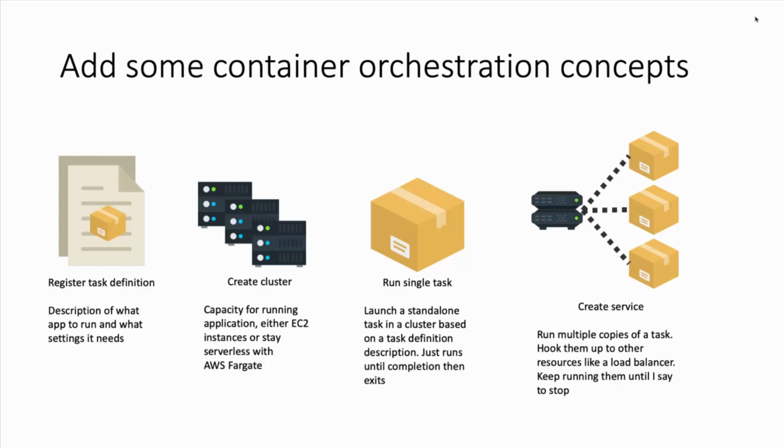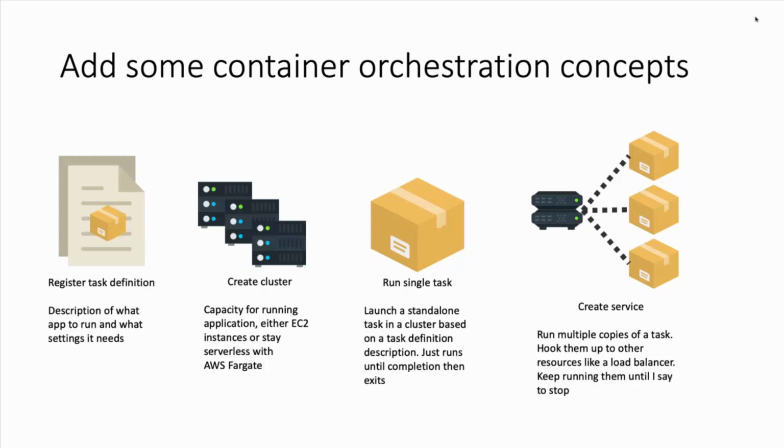So in order to launch a containerized application on AWS with ECS, the first step is registering a task definition. And the idea behind a task definition is it's just a description of what application you're running and what settings it needs in order to run. So for example, it would point to the Docker container that you want to run. And it would say, for example, this container requires 2 CPUs and it requires 2 gigabytes of memory in order to run. And once we have all that description of how to run, we'll be able to use that later when it comes time to actually run that application.